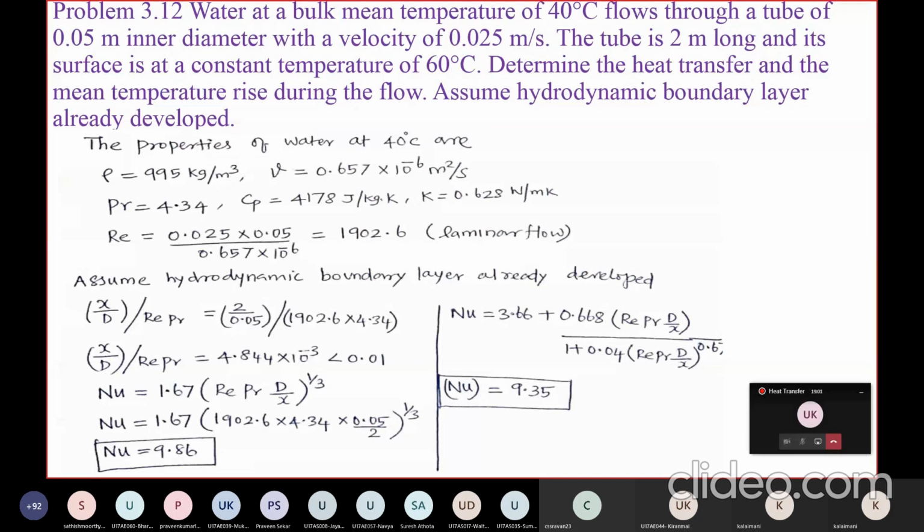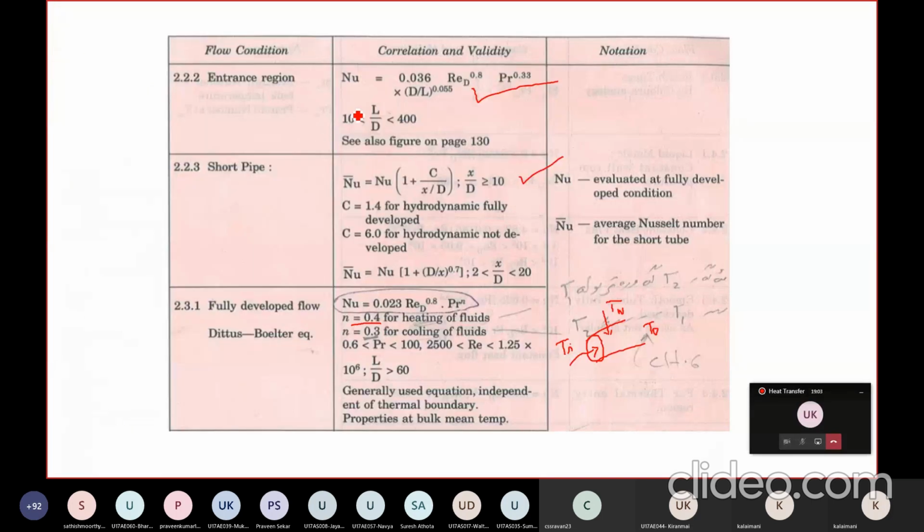So these are all formulas available in your data book. Based on that, we solve some numerical problems. We try to solve some numerical problems, and we have to select which type of equation is suitable for each one.